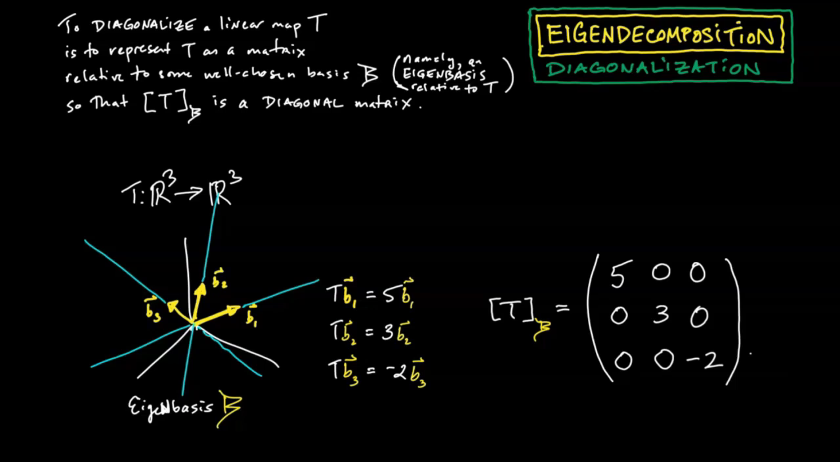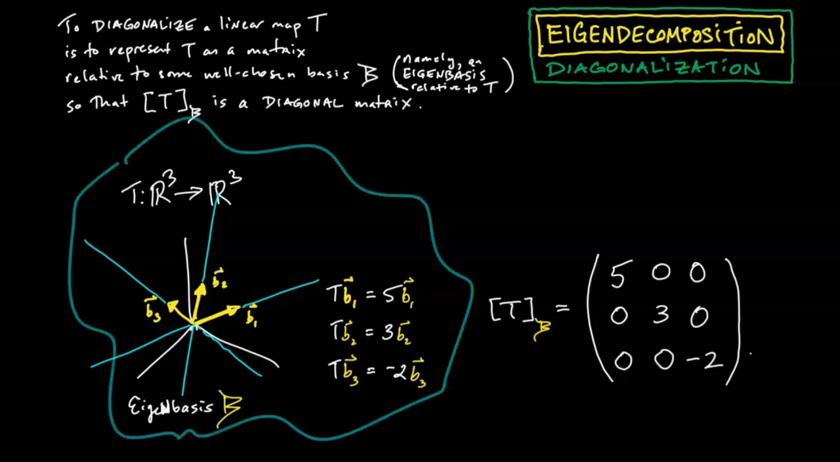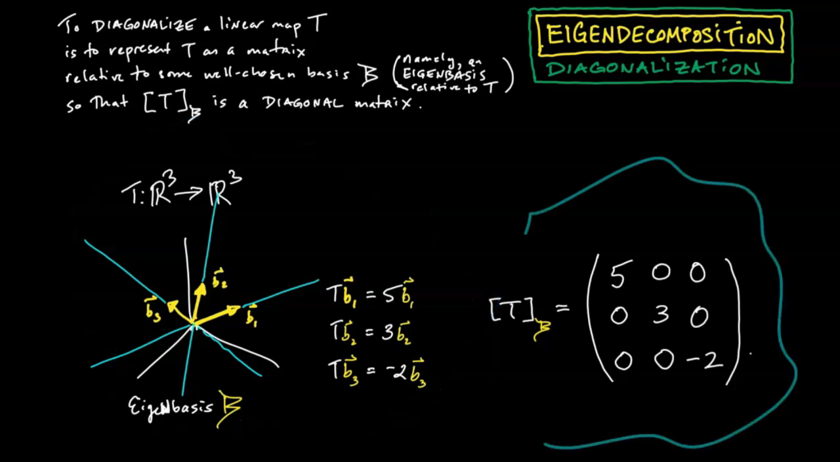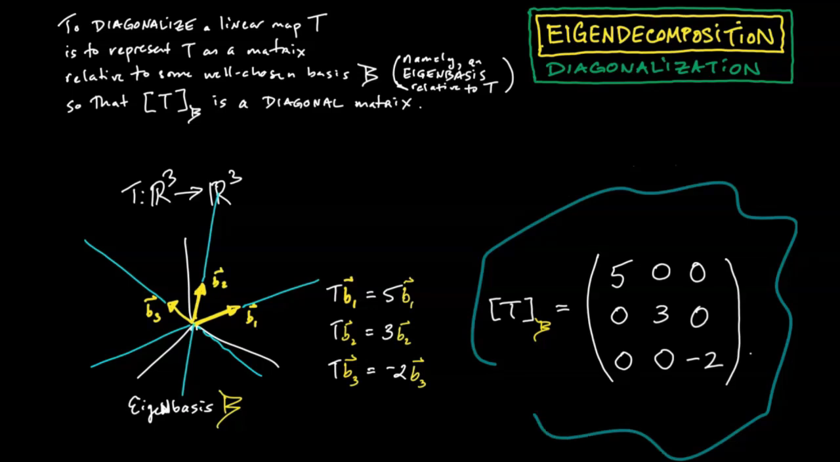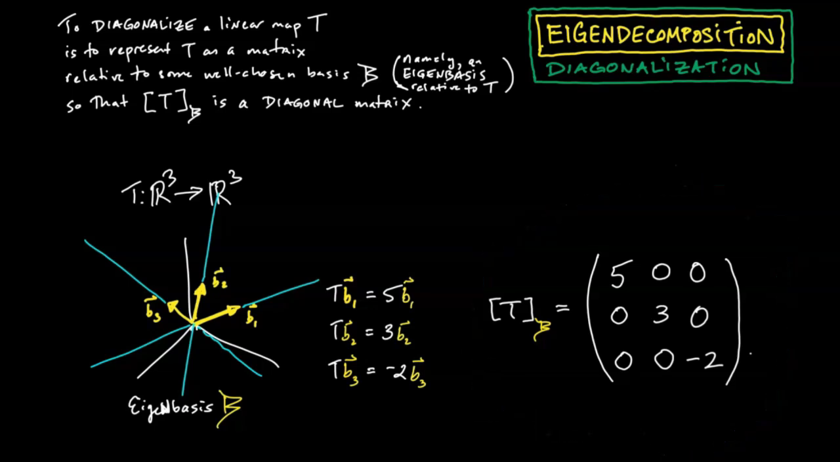But as I've said 1,000 times in the course of this video series, in linear algebra, we want to keep going back and forth between the geometric side of things and the algebraic side of things. And here, the algebraic side of things is all about these diagonal matrices. And we really like diagonal matrices. They have nice algebraic properties.